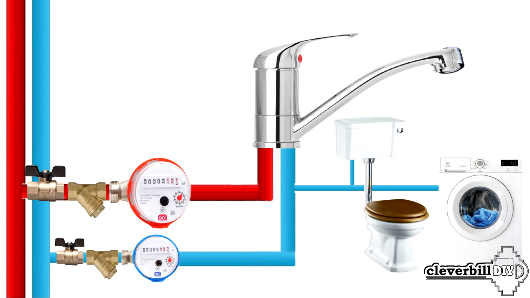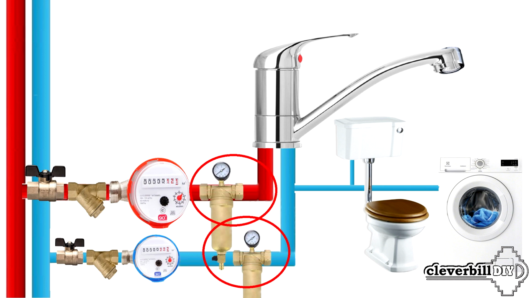But if for some reason it is impossible to install a washing filter in front of the meter, it makes sense to install an oblique or straight filter with a mesh of no more than 500 microns in front of the meter. And after the meter, to protect all equipment in the apartment, you can install a washing filter with a finer mesh, up to 100 microns.